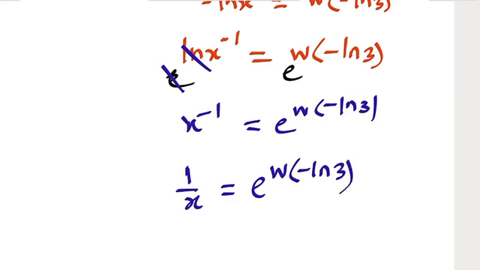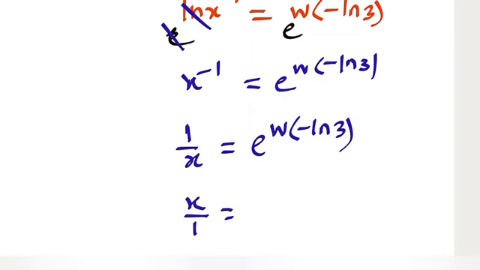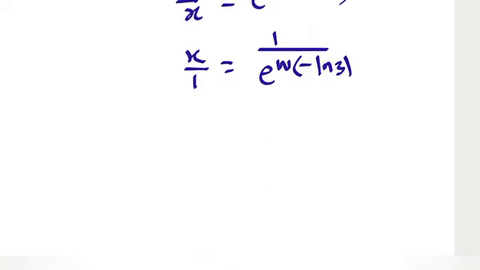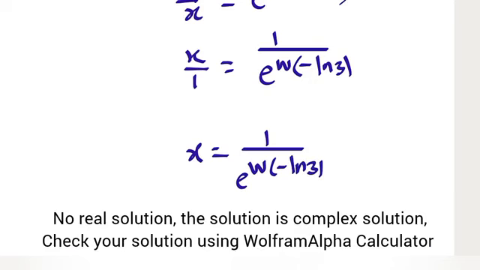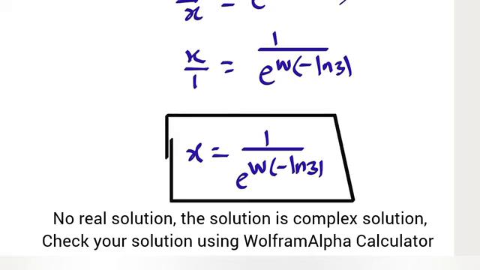Alright, the next thing we're going to do is take the reciprocal of both sides of the equation. So we're going to have x over 1 equals 1 over e to the power of W of minus ln of 3. From there, we have the value of x as x equals 1 over e to the power of W of minus ln of 3. That is our solution. We have the solution to the problem.